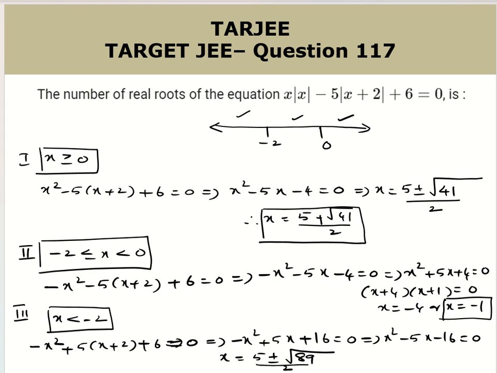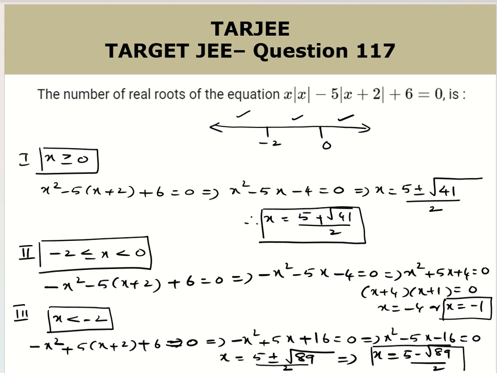But x has to be less than minus 2. So 5 plus root 89 by 2 will be positive. So I can't take that. 5 minus root 89. Root 89 is approximately 9 point something. 5 minus 9 point something will be minus 4 point something. Divided by 2 will be minus 2 point something, which satisfies the criteria x is less than minus 2. So I get 5 minus root 89 divided by 2, which is also one solution.